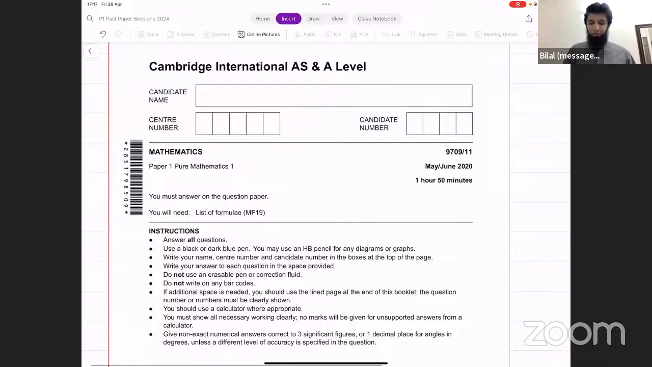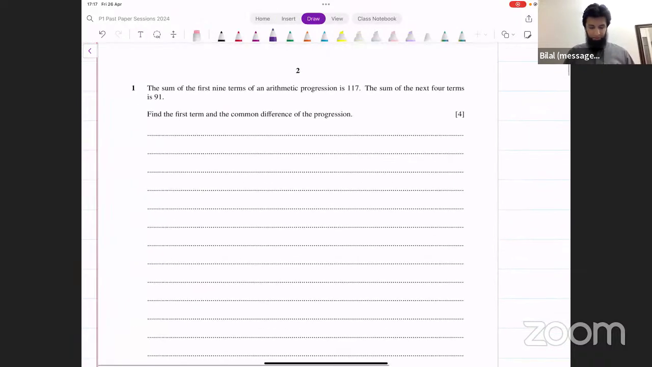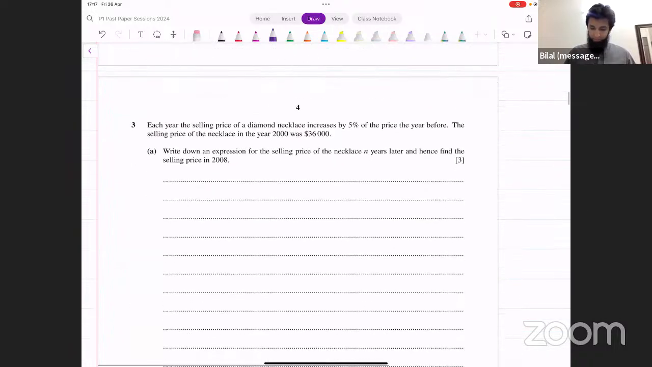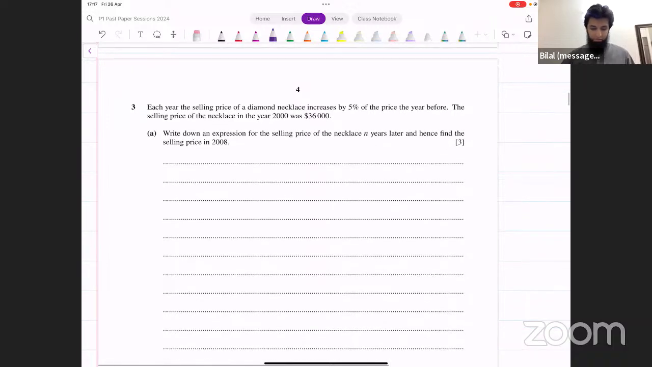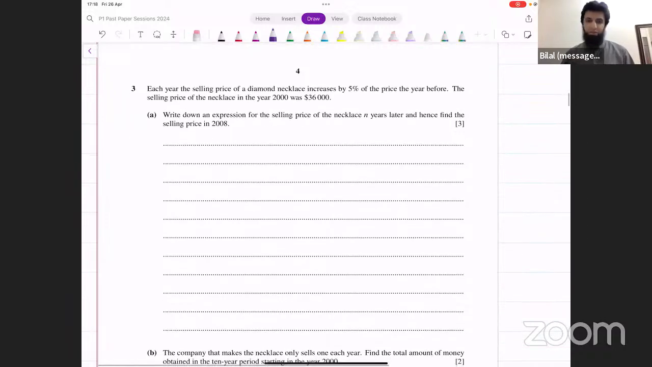Okay, let's start with this. June 2020 paper 1 variant 1. This is the first question, AP/GP. Okay, we'll have this binomial. Question number 3. Okay, it's a short one. Let's do this quickly as well.